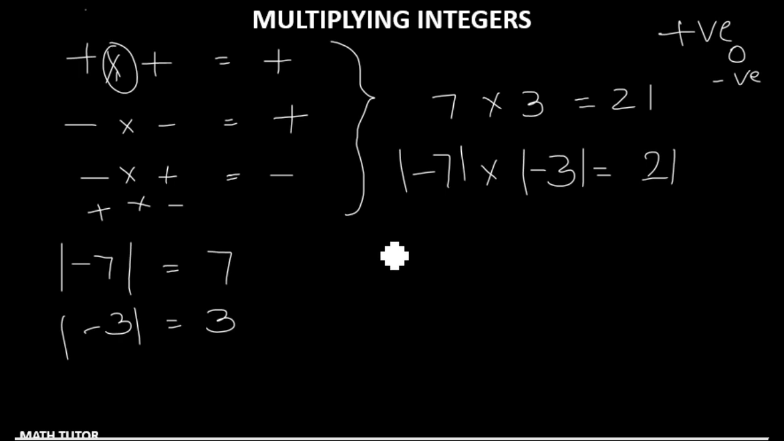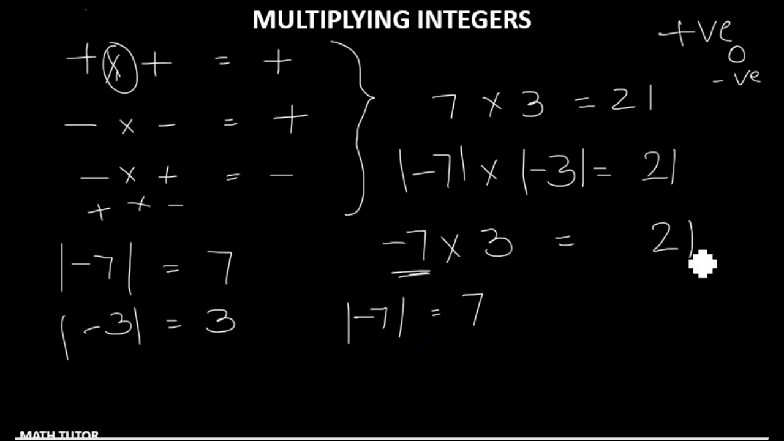Next, with the same integers, I am taking minus 7 times 3. Here we have a negative sign and here is a plus sign, minus and plus. Again, you have to consider the absolute value of minus 7. What's the absolute value of minus 7? It will be 7. So 7 times 3 equals 21. While multiplying, if they are of different signs, like minus and plus or plus and minus, their product will always be minus. So here I got minus 21. Understand?